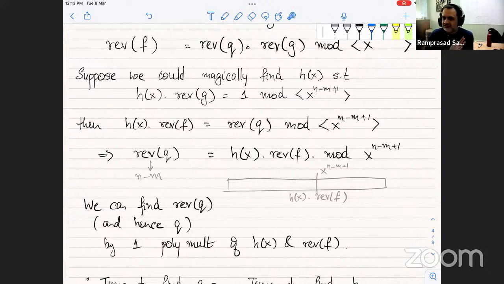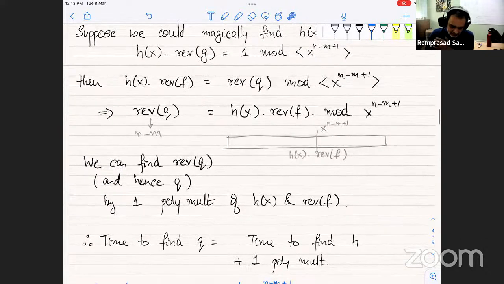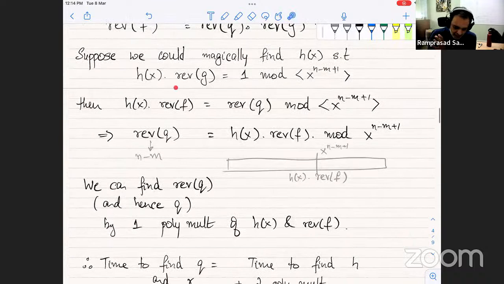Are things clear so far? This tells us that the time it takes to find q is the time it takes to find h plus one application of polynomial multiplication. If you want both q and r, this one is now going to become 2, because after you find q, you will do one more multiplication and subtract things off. So we have completely reduced the problem of finding the quotient and remainder to the problem of inverting this G, finding an h such that this is equal to 1.